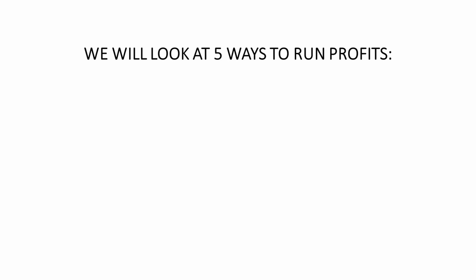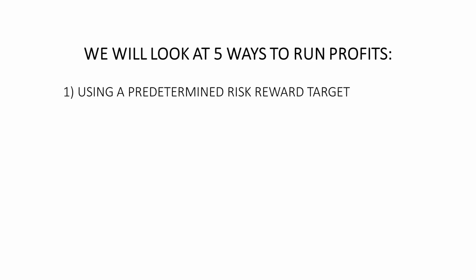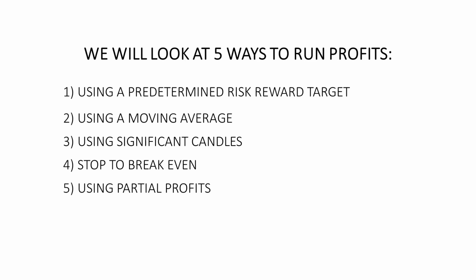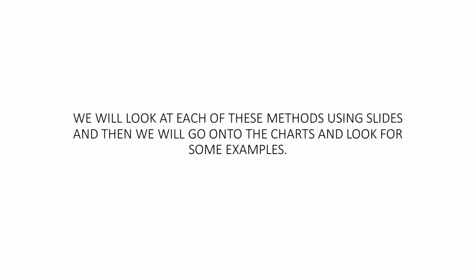We will look at 5 ways to run profits. 1. Using a predetermined risk-reward target. 2. Using a moving average. 3. Using significant candles. 4. Stop to break even. And 5. Using partial profits. We will look at each of these methods using slides, and then we will go onto the charts and look for some examples.